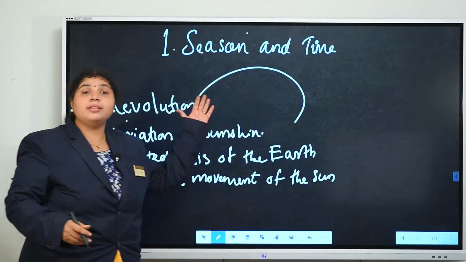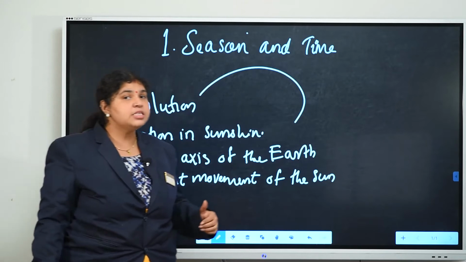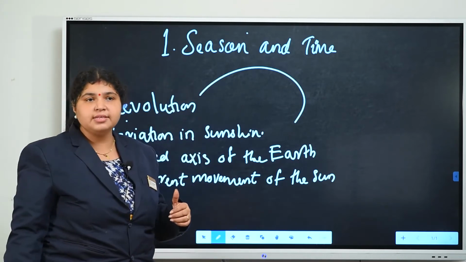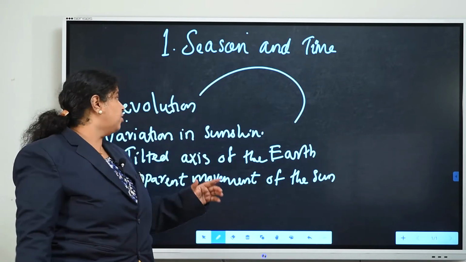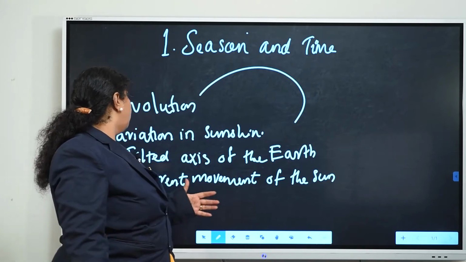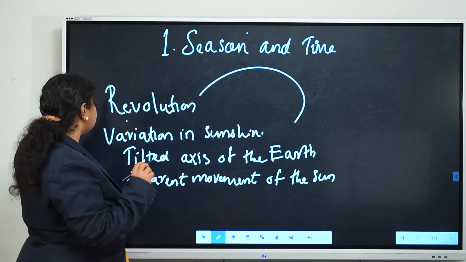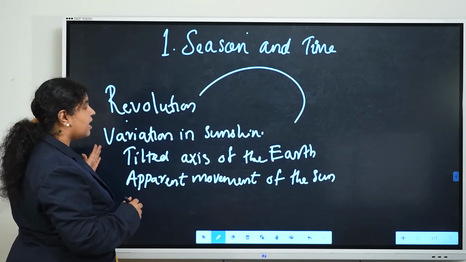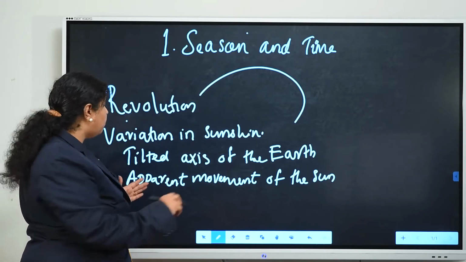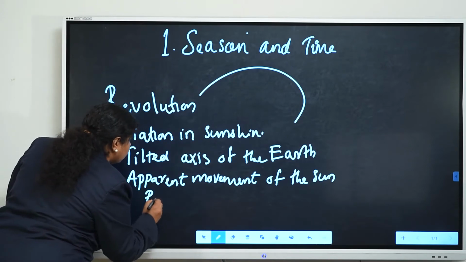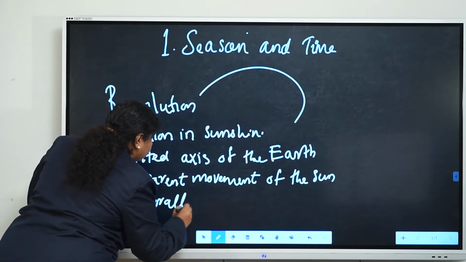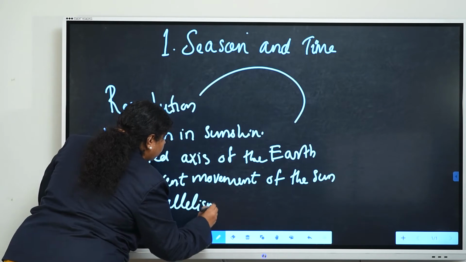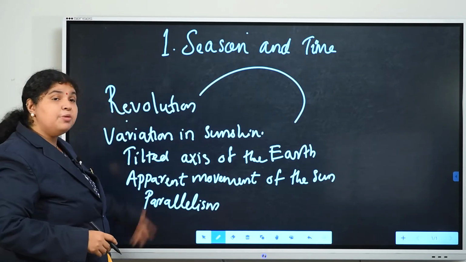So these are the main factors responsible for the occurrence of seasons. Once again I am telling you, the main factors for the occurrence of seasons are revolution, variation in sunshine, tilted axis of earth, apparent movement of sun and parallelism. So let's learn one by one.